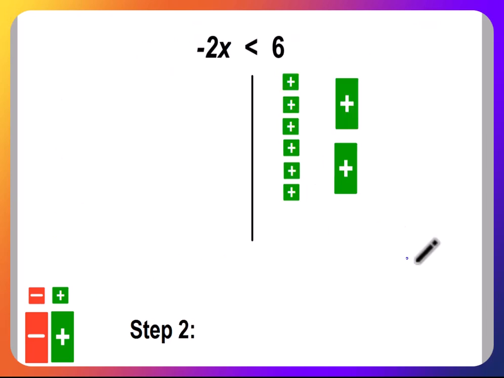So our model now looks like this. Now we're going to do our regular steps. We want to isolate the variable, we want to isolate these x tiles. So we're going to have to zero out these 6 positive unit tiles, and to zero them out, we need 6 negative unit tiles.